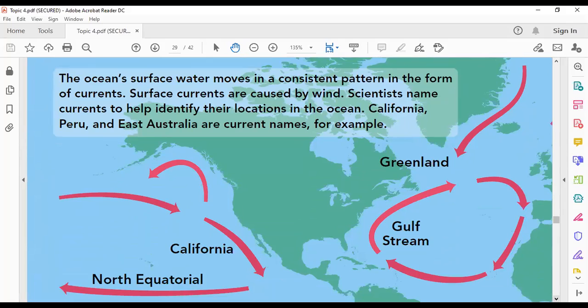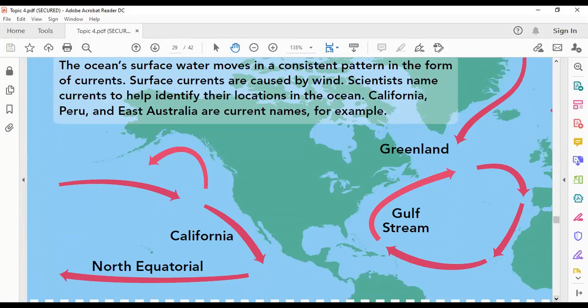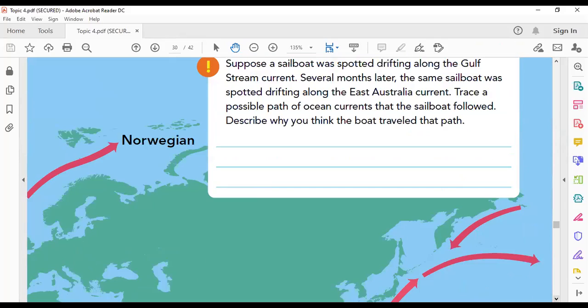Look, this is the motion of currents. Currents always move in this direction, like this.